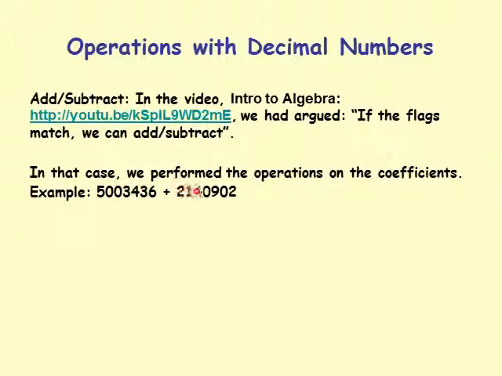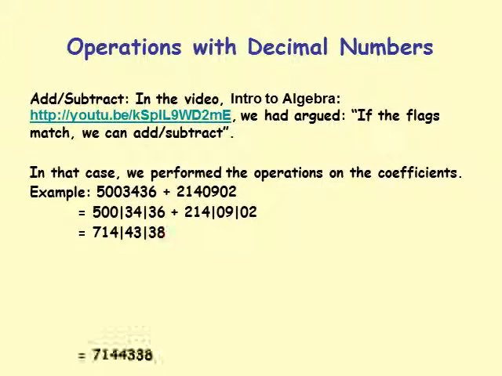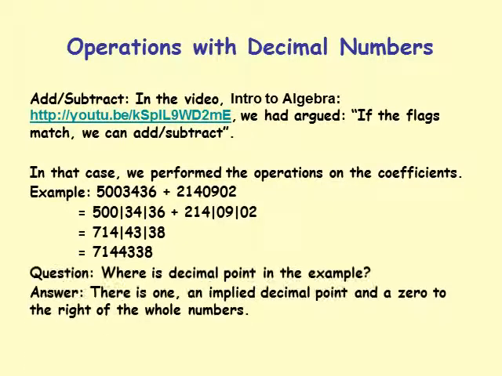5003436 plus 2140902. I can do number splitting here to make it easier. We split the numbers into 2 digits, 2 digits, 3 digits. Then we say 500 plus 214 is 714, 34 plus 9 is 43, 36 plus 2 is 38. Adding these numbers together, I got 7144338. Okay, let's continue here.